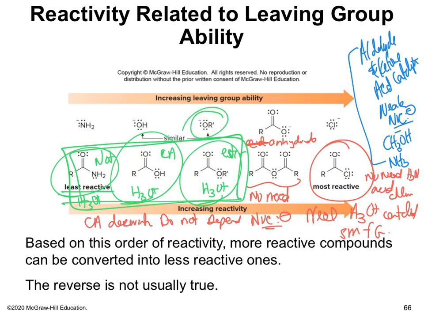similar. Esters are definitely, I would say, about 100 times more reactive than the acid. How do I know this? Because when I was working at Lilly, I would do a reaction.